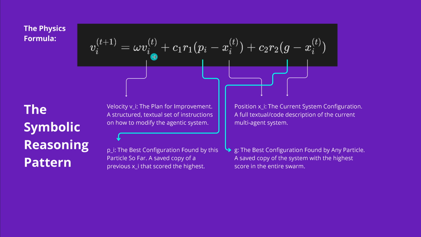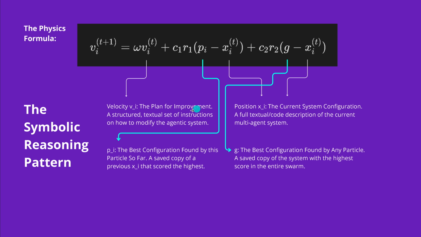What is originally the velocity here, VI, is now the plan for improvement. And this sounds crazy, but give me a minute. What is this? This is a structured textual set of instructions on how to modify the complete agentic multi-agent system. The second important part is the coordinate system, the position, in a 3-dimensional space or n-dimensional space. No? So the current system configuration, the state that the system is in. But we have here a full textual, or if you want code, Python, JSON, whatever, description of the current multi-agent system. It's a snapshot of now.